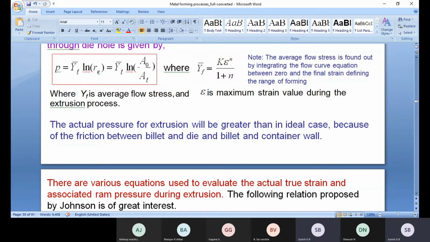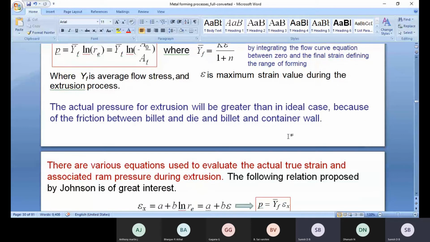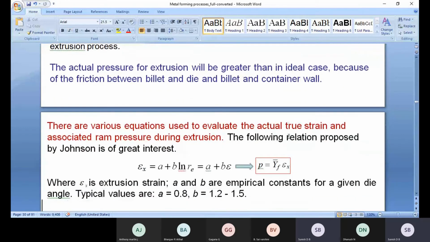Always in the extrusion process, the actual pressure for extrusion will be greater than in the ideal condition. In the ideal condition, only a small amount of force or load is required because there is no friction between the billet and the container. In the actual extrusion process, more force or load is required to push the material through the die because of the sliding action between the container and the billet. Some friction is created, and due to that friction, maximum force or load is required in actual extrusion.